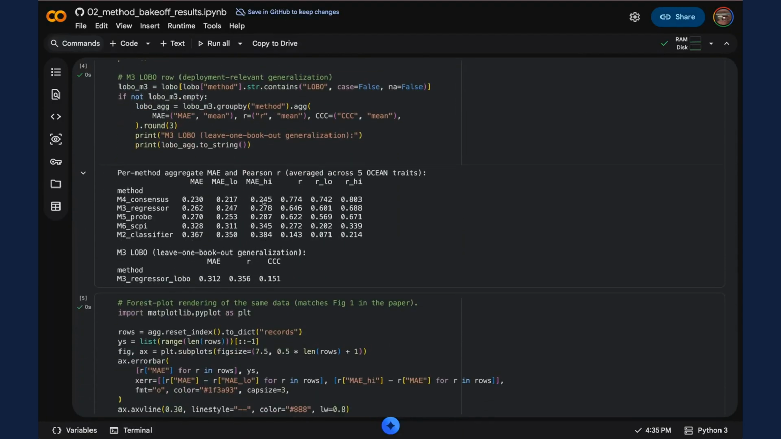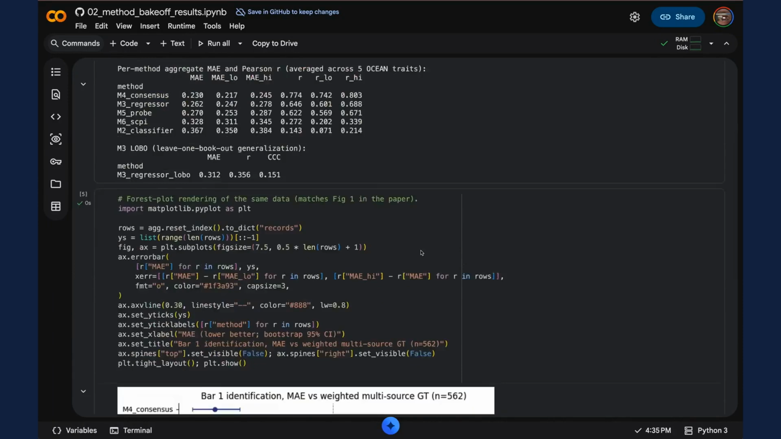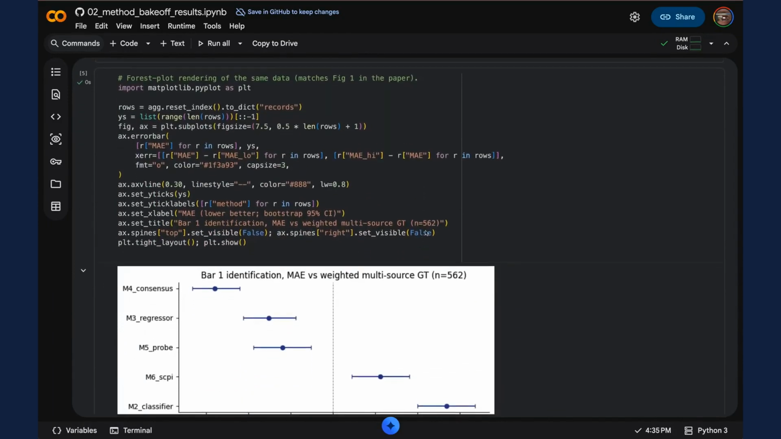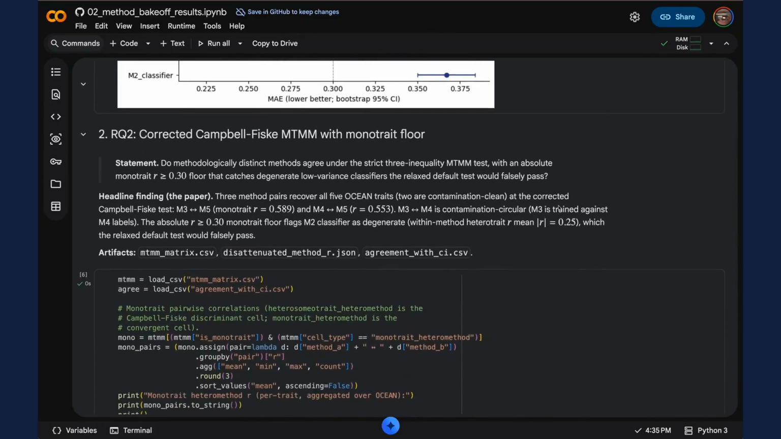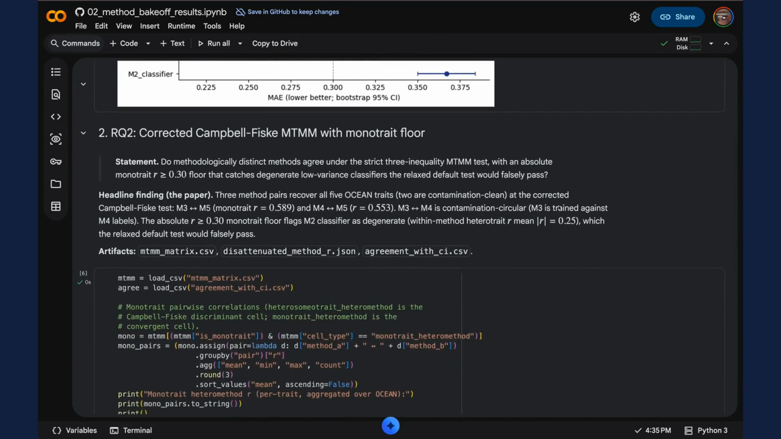First up, the leaderboard. 6 methods and the multi-provider consensus, M4, wins at a mean absolute error of 0.230, with the cheap regressor, M3, second at 0.262. Below it, the M3 leave one book out row, 0.312, the deployment-relevant generalization number the paper quotes. The forest plot cell renders the same table as Figure 1 in the paper.